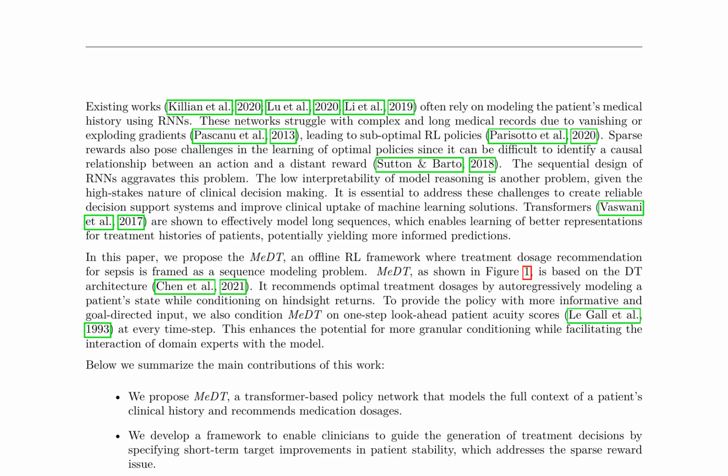Reinforcement learning for sepsis treatment has been hindered by the limitations of recurrent neural networks, RNNs, in modeling complex and long medical records. Vanishing or exploding gradients result in suboptimal policies, while sparse rewards and sequential design exacerbate the problem. Furthermore, the low interpretability of model reasoning is a concern in high-stakes clinical decision-making.